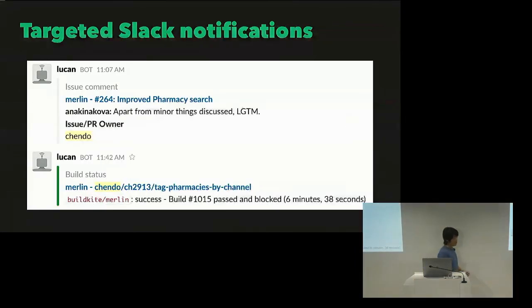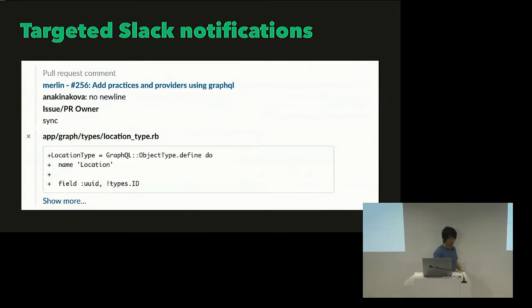These are the Slack notifications. We tap into the GitHub commit status API, so anything that changes gets pushed into here. We also got issue comments as a win. If someone comments on your pull request, you get pinged on Slack rather than having to wait for GitHub emails. It also works with pull request comments.